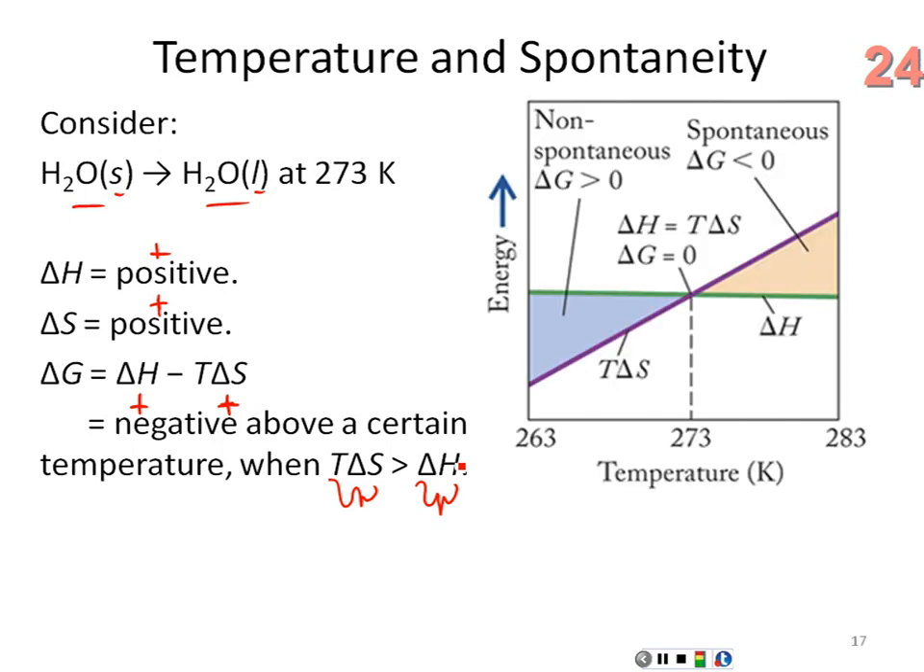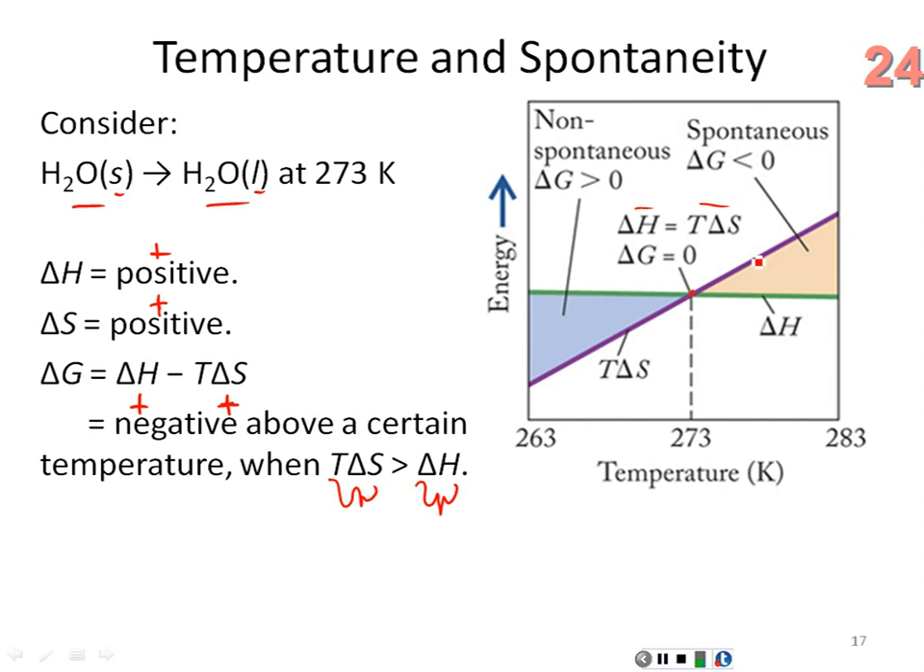If we look at this chart that equates energy and temperature, we see that at 273 for ice, this is the phase change. Delta G actually equals 0, and in this case, delta H equals T delta S. Above this temperature, it's going to be spontaneous.